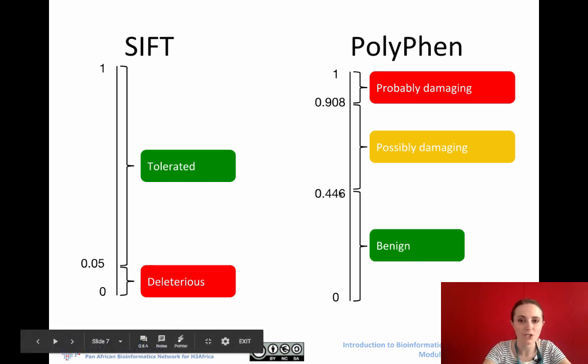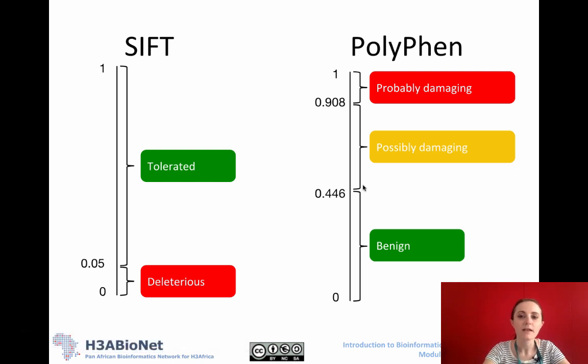And PolyPhen sometimes changes these boundaries. If you're using a different version of PolyPhen, then the predictions that you'll get will match whatever was the chosen predictions at that time.